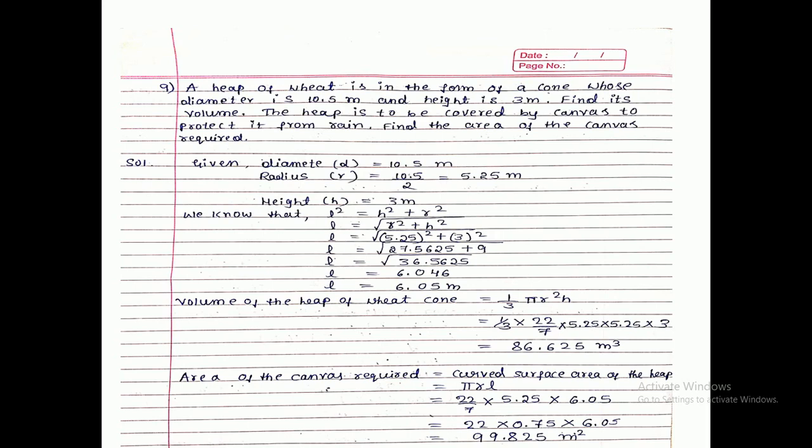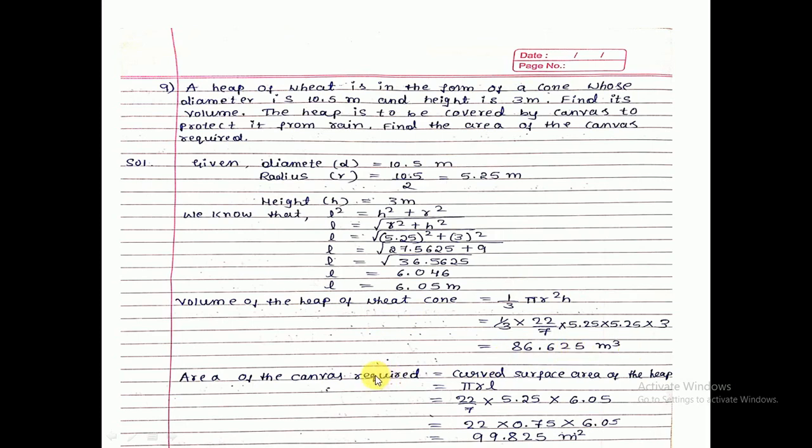Okay, so first we'll find out the volume. For that given data we have to write down. Okay, diameter 10.5, then radius is 5.25, height h is equal to 3 meter. Then we have to find out the slant height using the relation L square is equal to h square plus r square. You just see this calculation and all. Okay, so slant height we got 6.05 meter. So then we have to find out the volume of the heap of wheat of cone which is equal to 1/3 pi r square h. So after the calculation we'll get 86.625 meter cube.